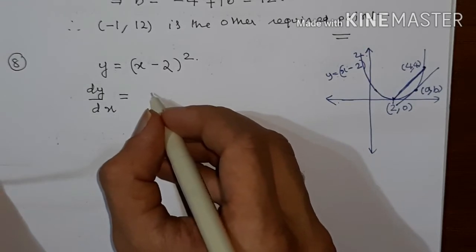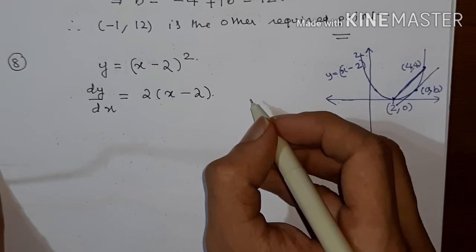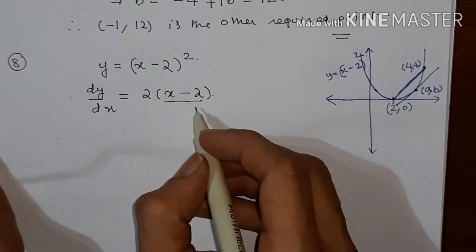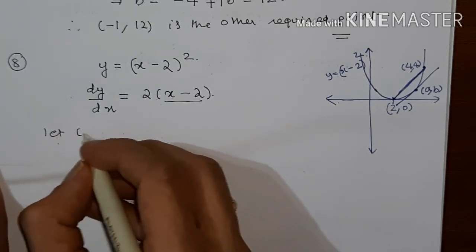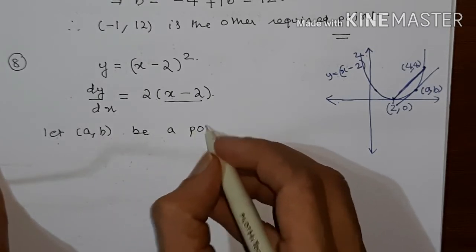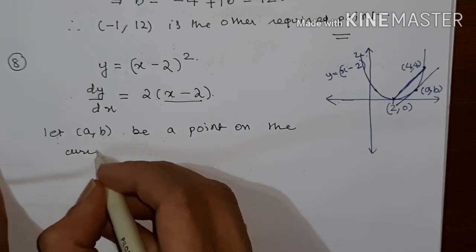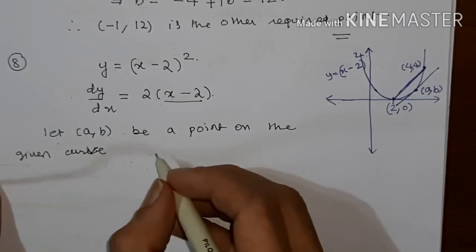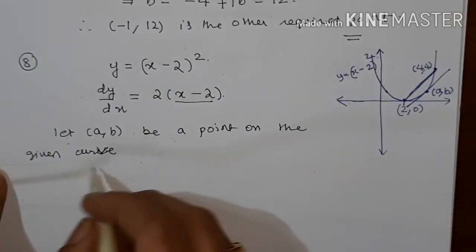Okay, so dy by dx is nothing but 2 times x minus 2. And the derivative of this is 1, so you'll get 2 times only x minus 2. Now let a comma b be a point on the given curve.